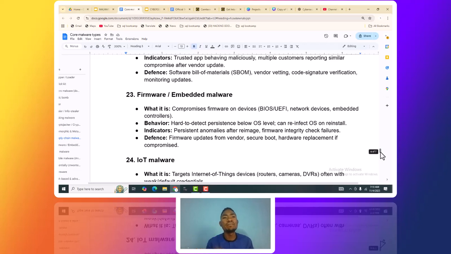It affected the BIOS server, and it had to detect persistence below because it's below the operating system level. So it's very hard to detect sometimes, and it can also reinfect the operating system upon the reinstall of that operating system. And so a persistent anomaly after reimaging, or an integrity check that actually fails, can be a sign that you are being infected by firmware or embedded malware.